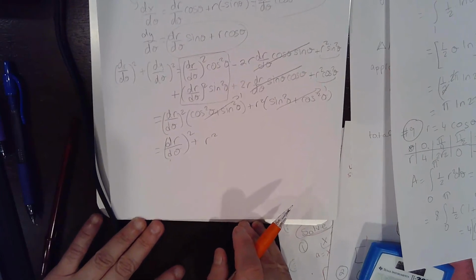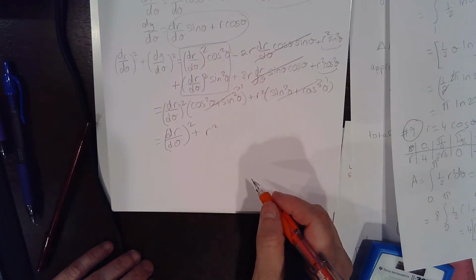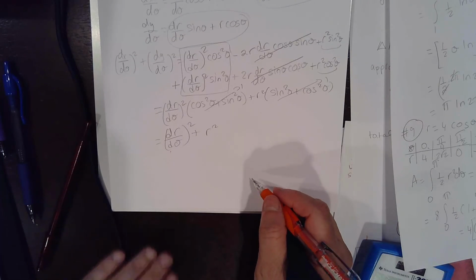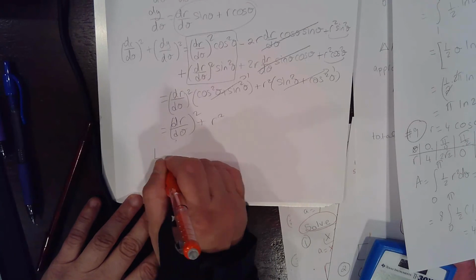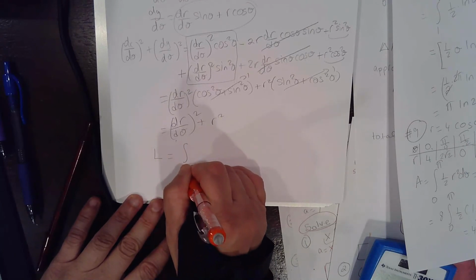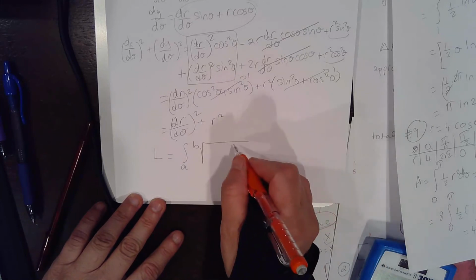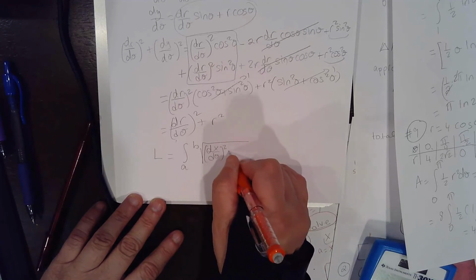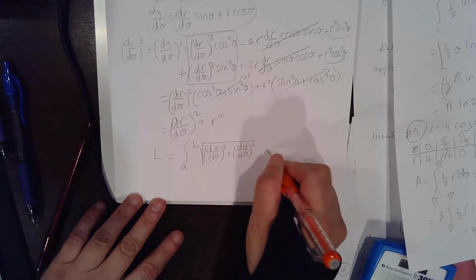Okay, so what do we have? Assuming f′ is continuous, we can use the theorem to write the arc length. So L would be what? The arc length L is the integral from a to b of the square root of (dx/dθ)² plus (dy/dθ)² dθ.